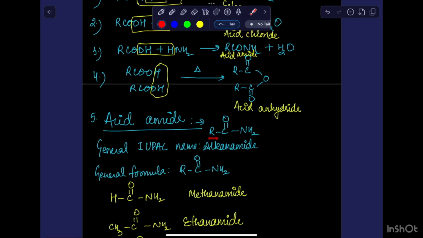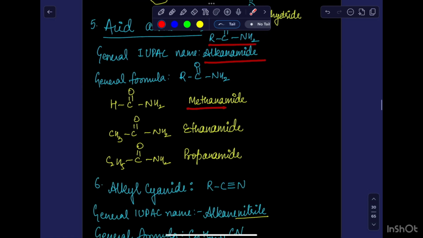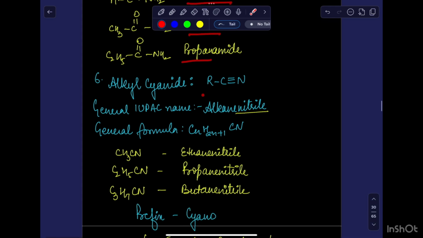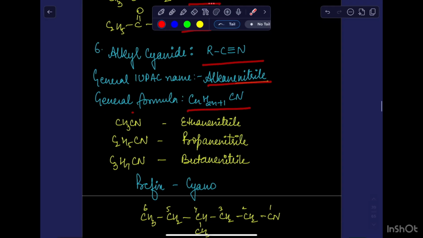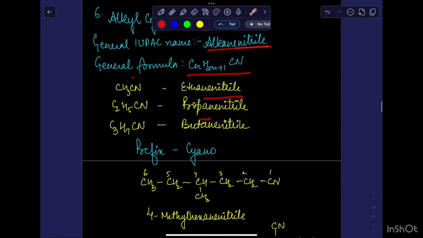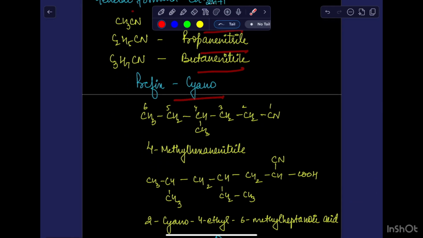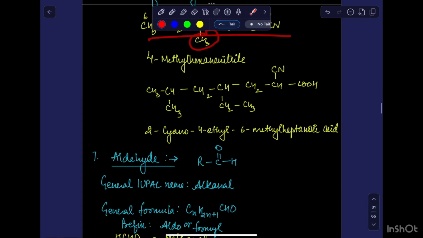So acid amide is the next one. RCONH2 is the formula. General IUPAC name is alkanamide. Again, you replace R with hydrogen, CH3 and you will get the corresponding name. The next one is alkyl cyanide. Here its IUPAC name is alkane nitrile. Again, you have to calculate the total number of carbon and the name is alkane nitrile. When it is written as a prefix, it is cyano. So 4-methyl hexane nitrile.